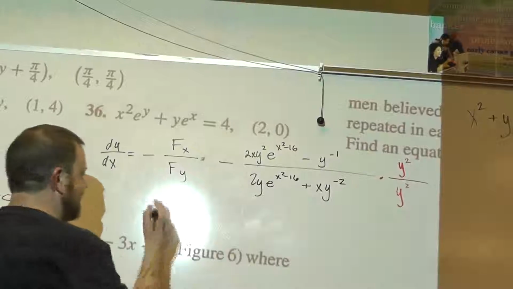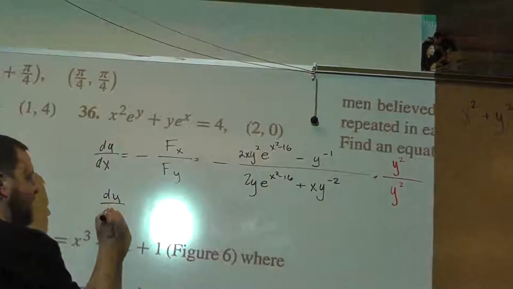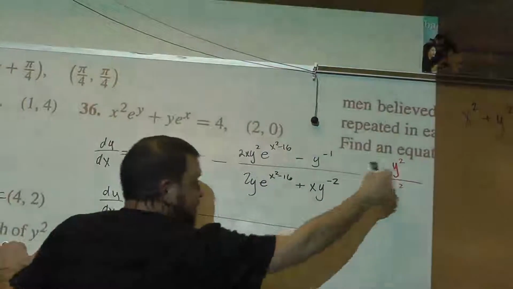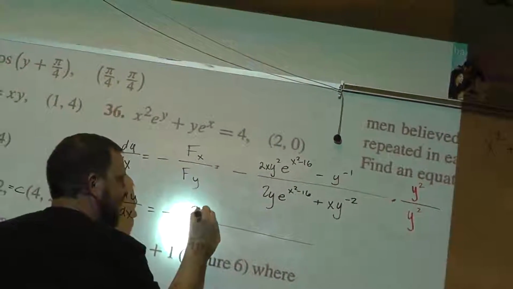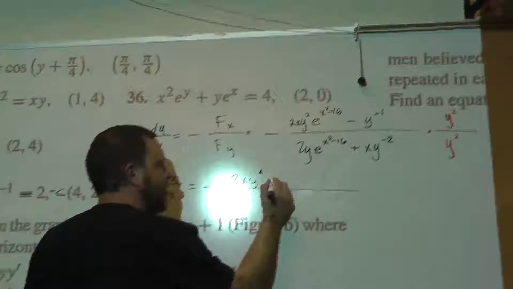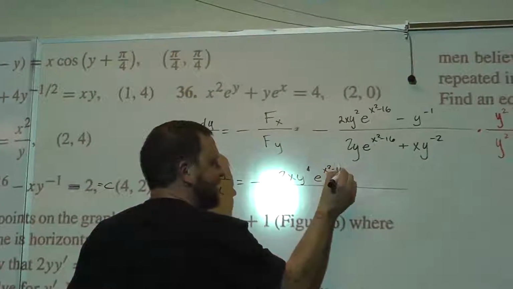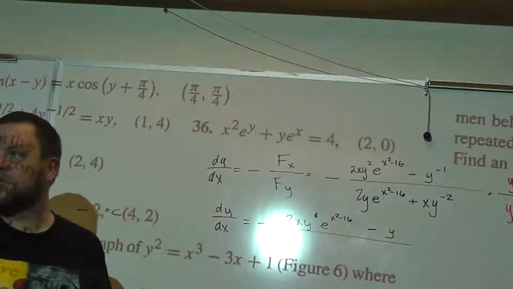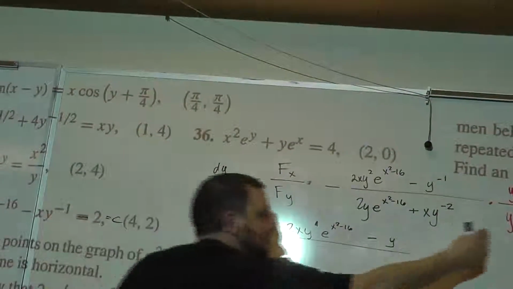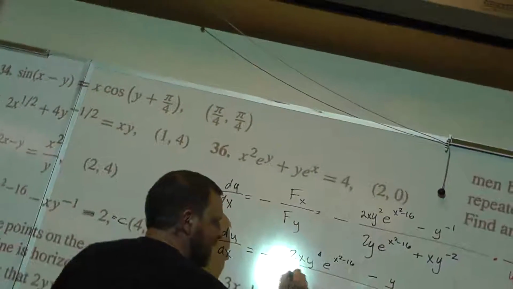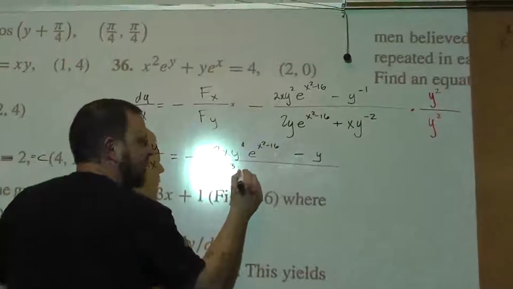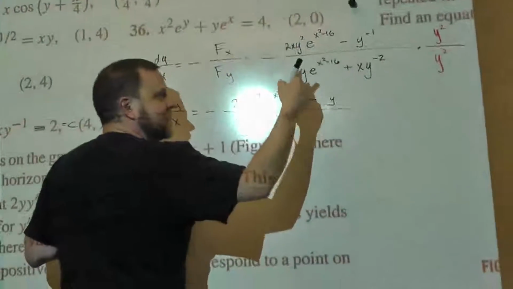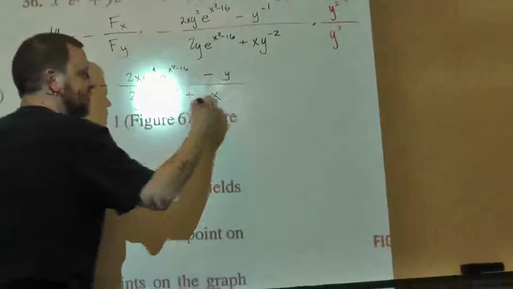So if I did do that, that would make my dy over dx look like negative, still in the front. Sweep that across here, that's going to become 2xy to the 4th e to the x squared minus 16 minus y, distributing that y to the 2 up top. Distributing y squared to the bottom, you get a 2y to the 3rd, then your exponential, and then plus x, and there you go, plus x.